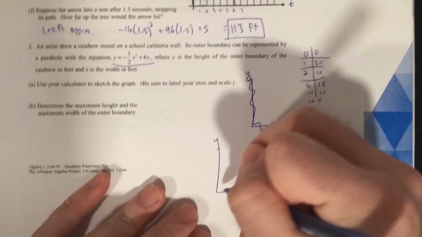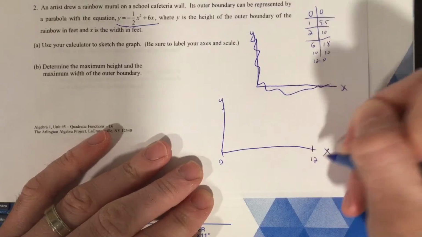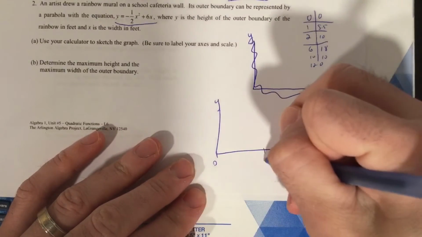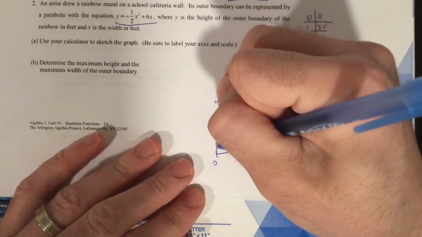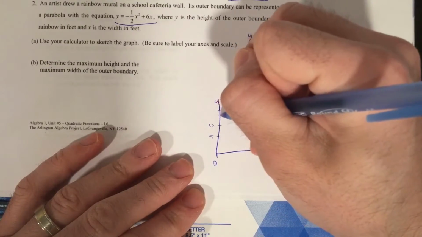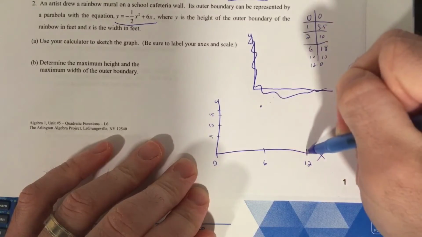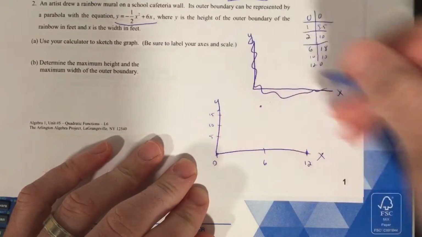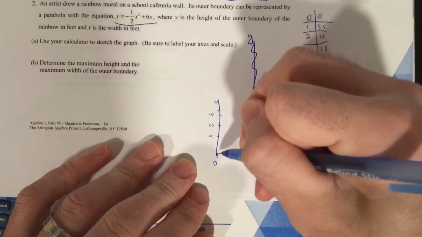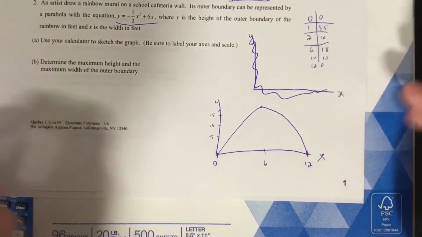X, Y. 0 is here, and it goes all the way to 12. 6 is at its highest point. Just want to sketch, so 15. So its highest point was 18. Its lowest point was 0. And if I had a graph, I would be plotting these points. But I know it goes up. It's a rainbow here, and goes back down.